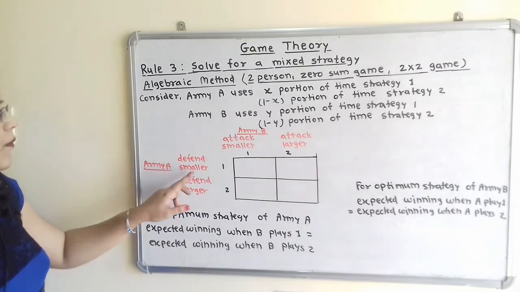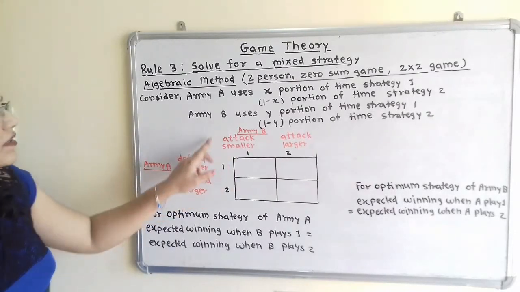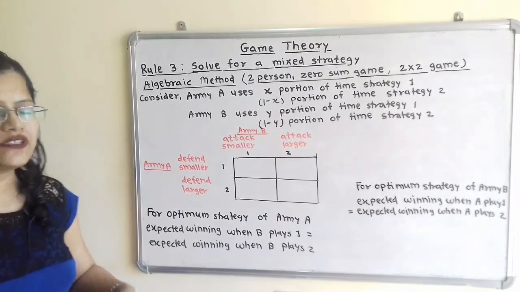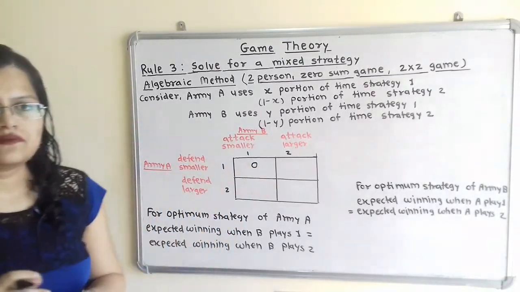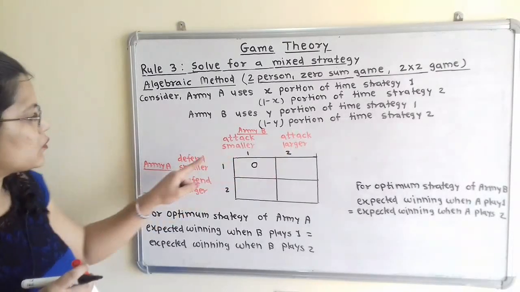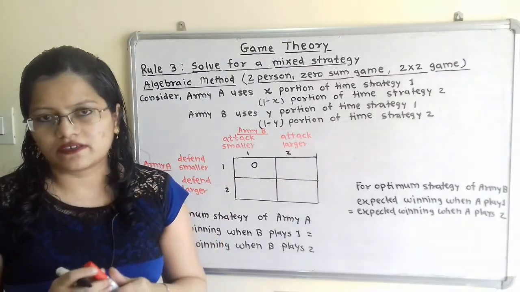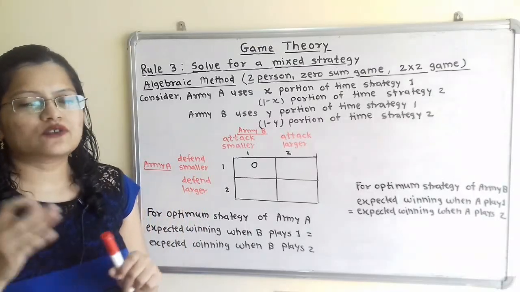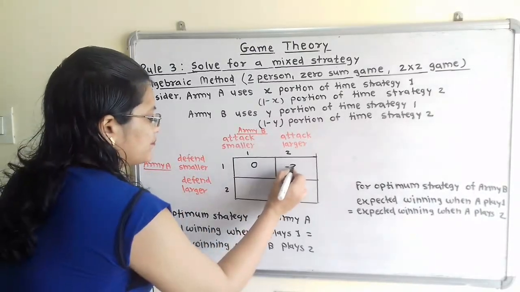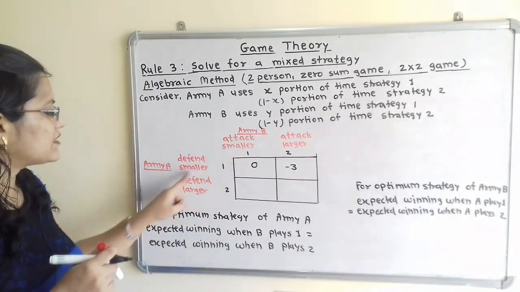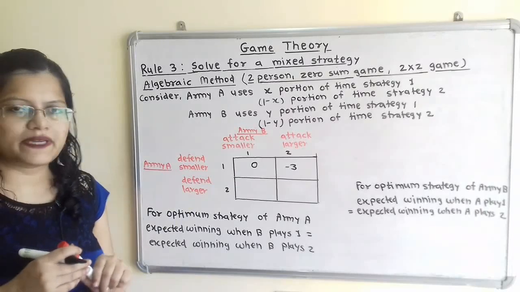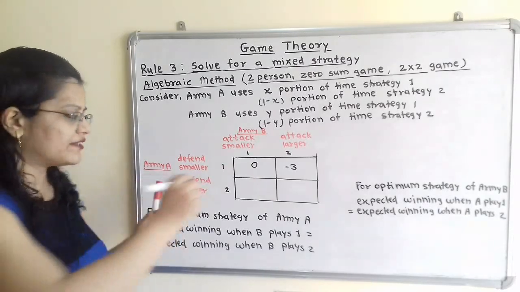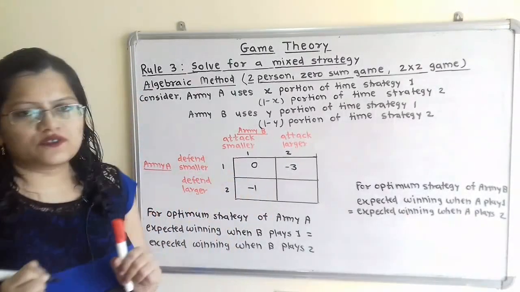Now we take the combination of 1 and 1, that is defend smaller airbase and attack smaller airbase. Because the smaller airbase is defended, there is no loss, so we write 0. Then the combination of 1 and 2, defend smaller airbase and attack larger airbase. The smaller airbase is defended, so the larger airbase is destroyed, so there is a loss of -3 points. Now the combination of 2 and 1, defend larger airbase and attack smaller airbase. Because the larger airbase is defended, the smaller airbase is destroyed, so there is a loss of -1 point.